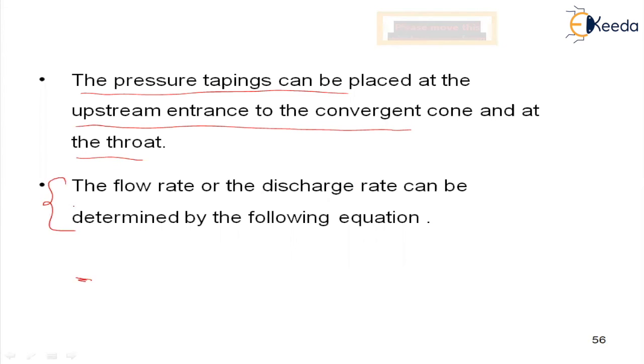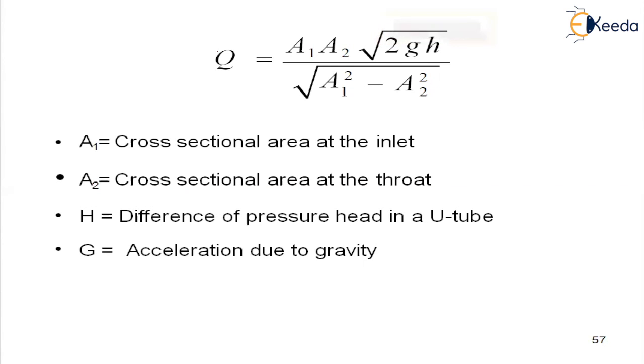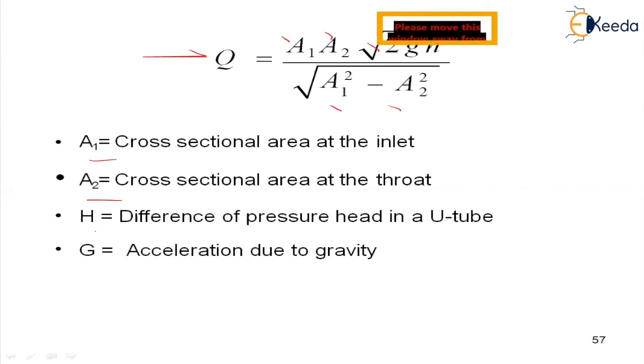See, this flow rate equation is very important. And what is that expression? This is very important in terms of areas: A1 A2 times square root of 2gh divided by square root of A1 squared minus A2 squared. A1 is the cross sectional area at the inlet, A2 is the cross sectional area of the throat. H is the difference of the pressure head in the tube. G is the acceleration due to gravity, my dear students.